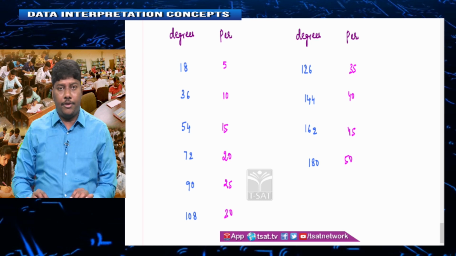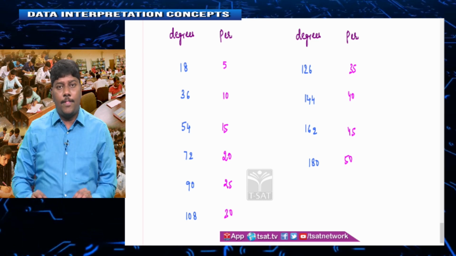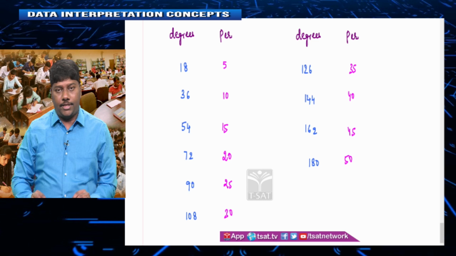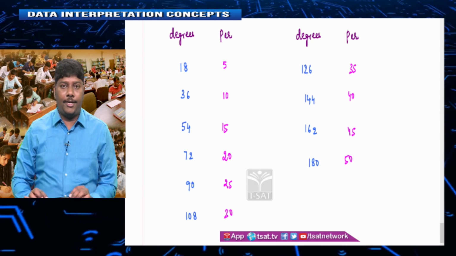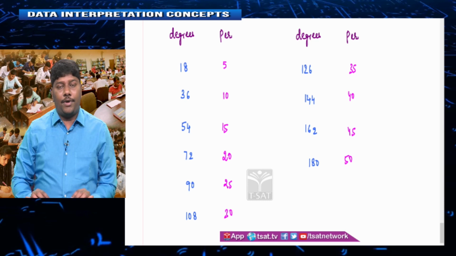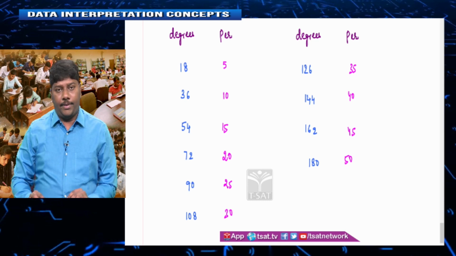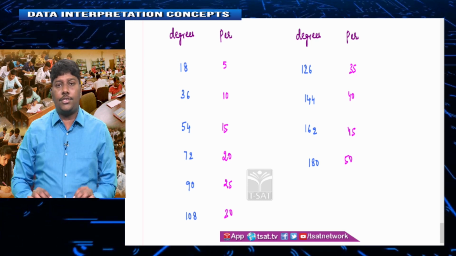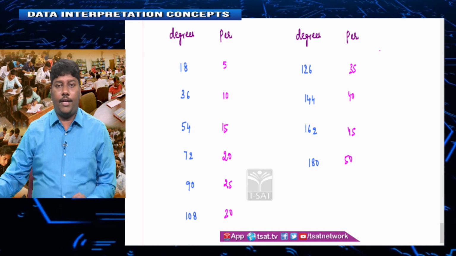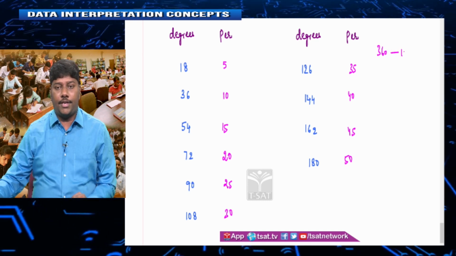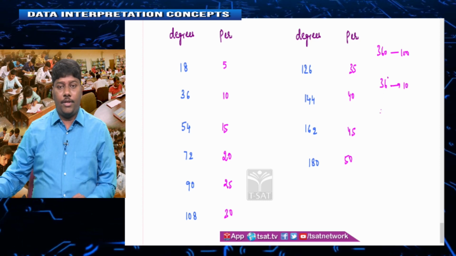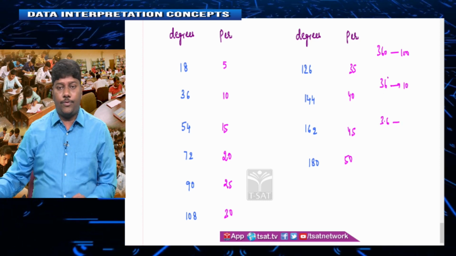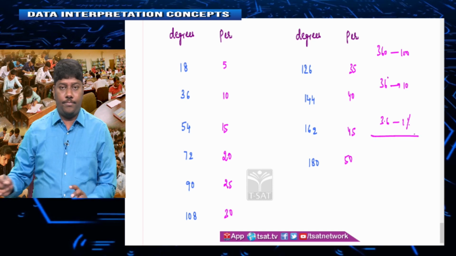Suppose I give you 72 degrees. In your mind, 18 fours are 72, therefore 5 fours are 20%. So 72 degrees means 20%. If you know the 5 table and 18 table perfectly, you can do this. So 162 degrees, you can say 45%. Because 360 degrees is 100%. If I take 36 degrees, it will be 10%. If I take 3.6 degrees, it is 1%.